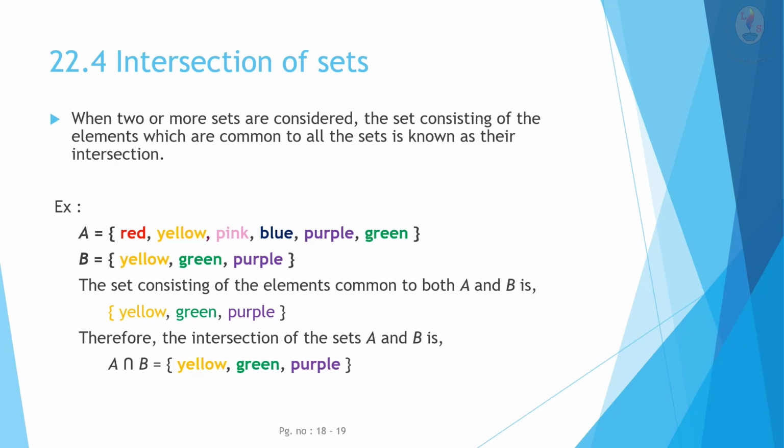22.4 Intersection of sets. When two or more sets are considered, the set consisting of the elements which are common to all the sets is known as their intersection. As an example, can you see there are two sets. Set A includes the elements red, yellow, pink, blue, purple and green. Set B consists of yellow, green and purple. So, the set consisting of the elements common to both A and B is yellow, green and purple. Therefore, the intersection of the sets A and B is A intersection B equals yellow, green, purple.